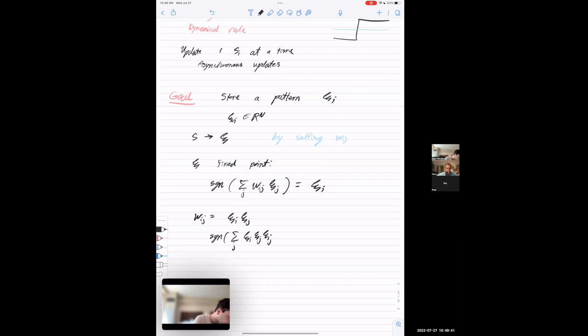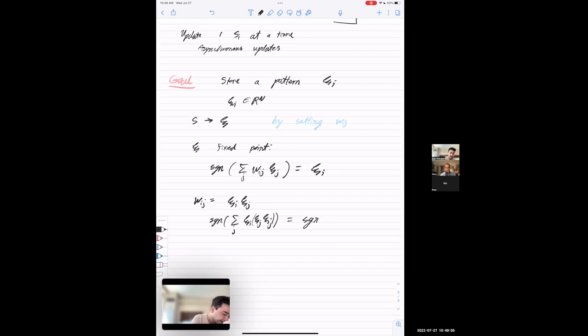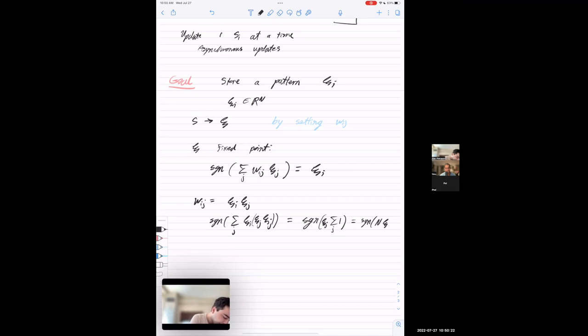Now here's the thing. If Cj was just a random real number, this wouldn't simplify. But because Cj is either plus or minus one, this simplifies to being exactly the sign of the sum over j of, I can pull the Ci out there. Cj times Cj is Cj squared, and that's always one if Cj is plus or minus one. So I'm just summing one over here. So this sum just becomes n times Ci, and n will not affect the sign of Ci. Because Ci is plus or minus one, this reduces back to Ci.